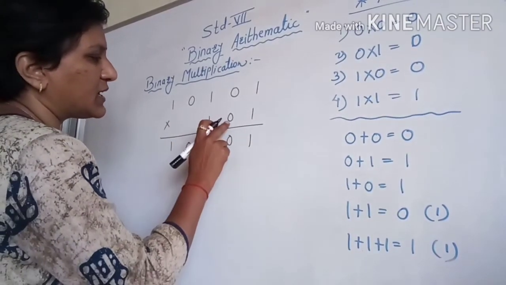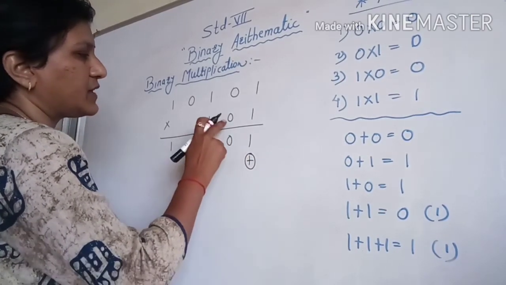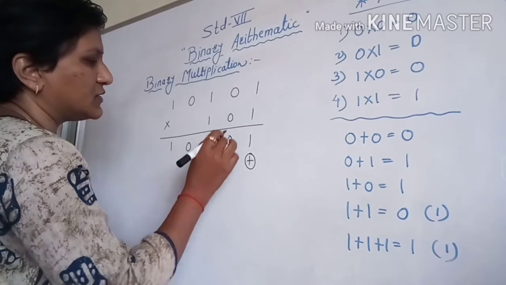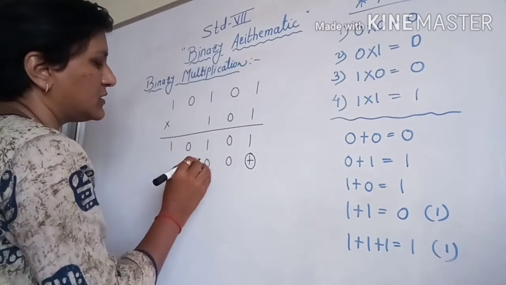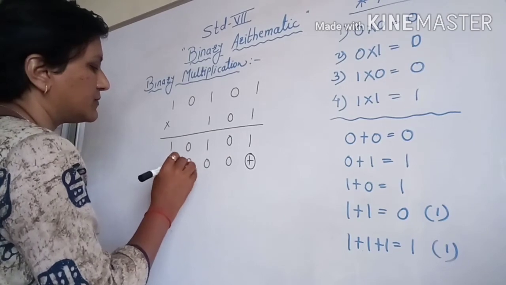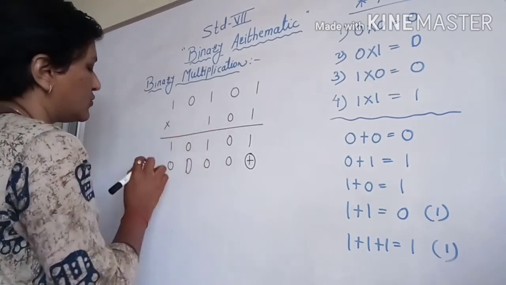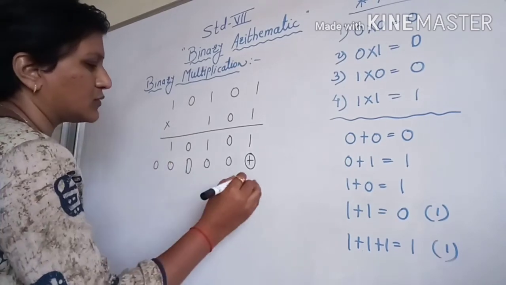Okay. Multiplying by this number now, 0 into 1, 0, 0 into 0, 0, 0 into 1, 0, 0 into 0, again 0, and 0 into 1, again 0. Okay.